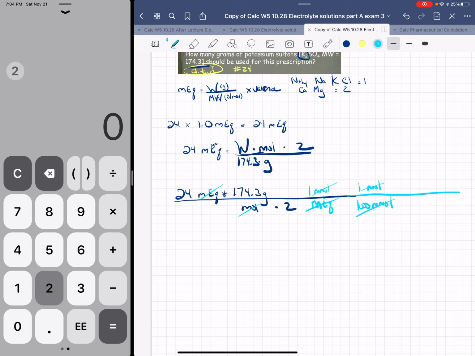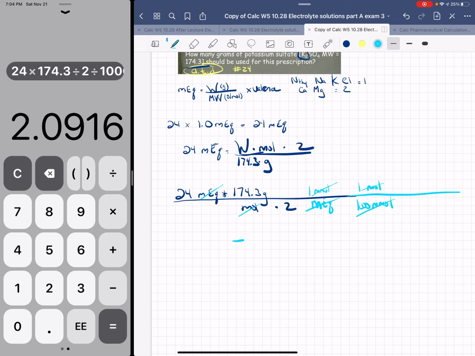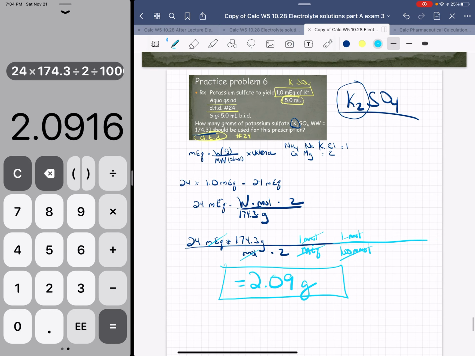Okay, so it is 24 times 174.3 divided by 2 divided by 1,000. And that answer is 2.09 grams, which is how much I need to have a quantity of 24 with potassium sulfate that has 1 milliequivalent of potassium each.